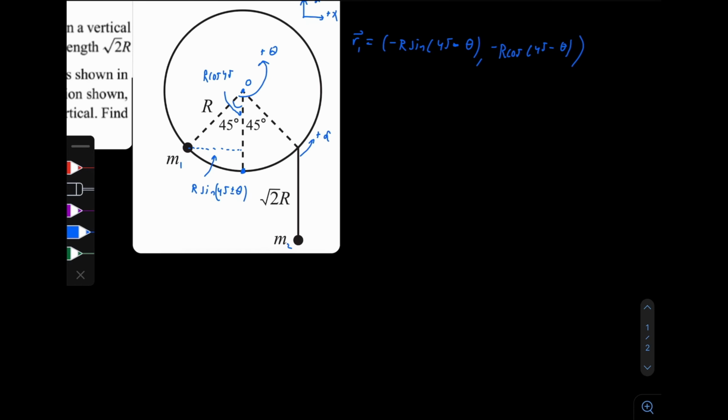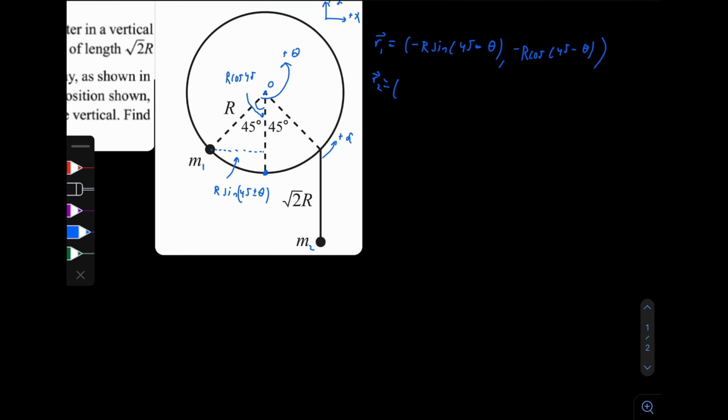Okay, so now for the pendulum, it's a little more complicated, but it's simple when you break it up into parts. You break it up into one part, which is just the big circle. That's one part. And then the second part is the pendulum. Then you can add the big circle plus the pendulum motions together in a superposition.